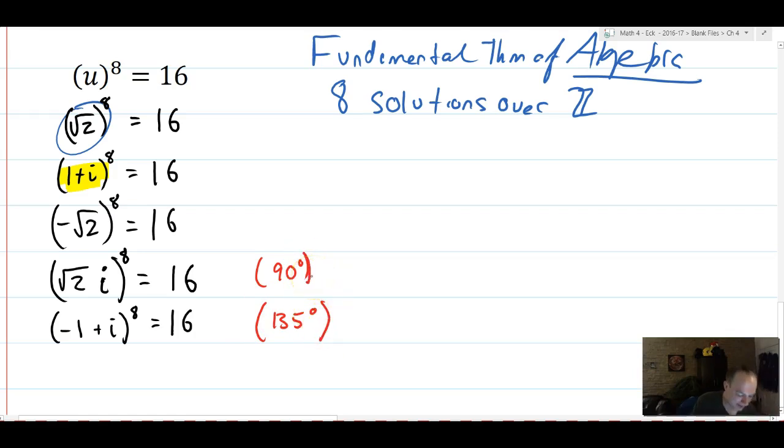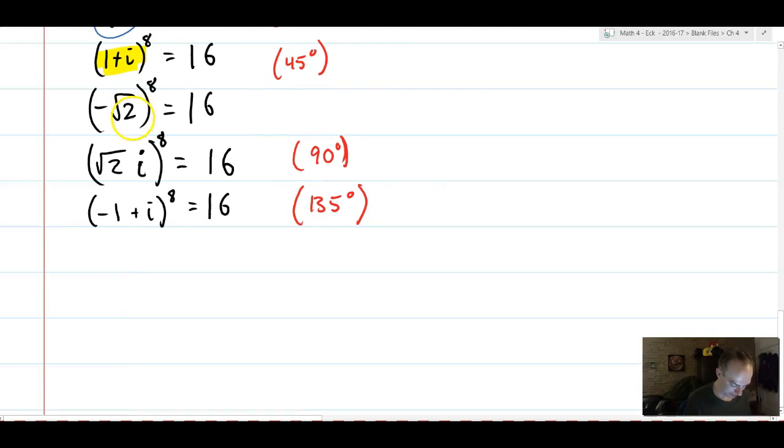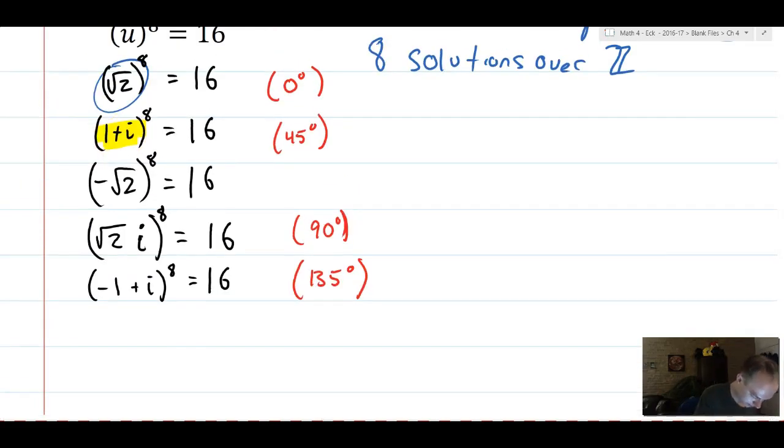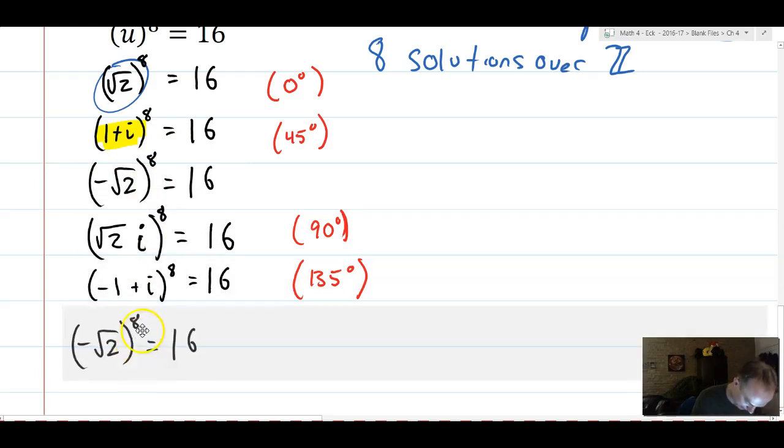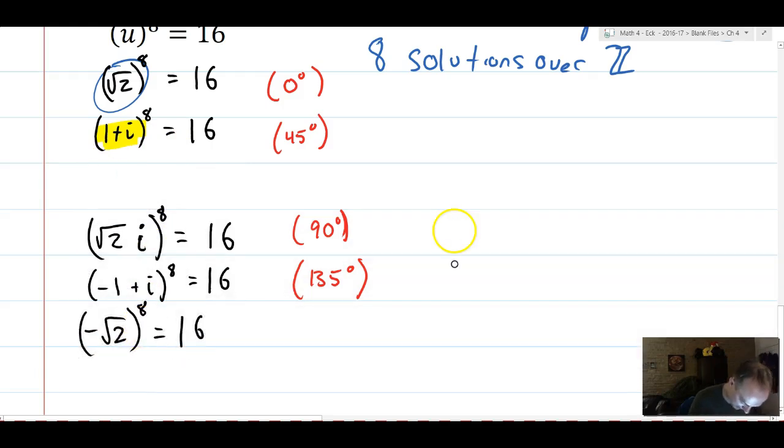So what I'm writing down here is the original angles of all of the roots that we're finding. This one is a bonus root. I'm actually going to take this and move it down here. Negative root 2, because in the complex plane, that's just along the negative x-axis. That would be an angle right away of 180 degrees.